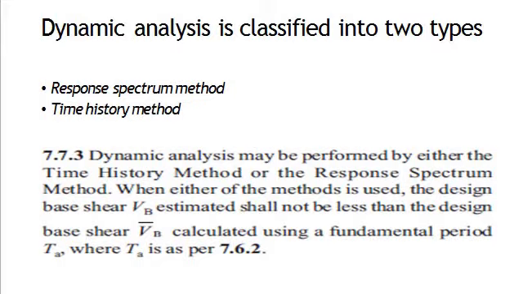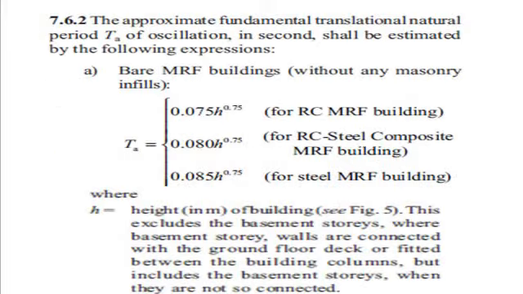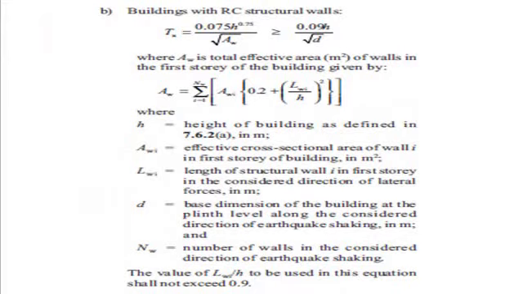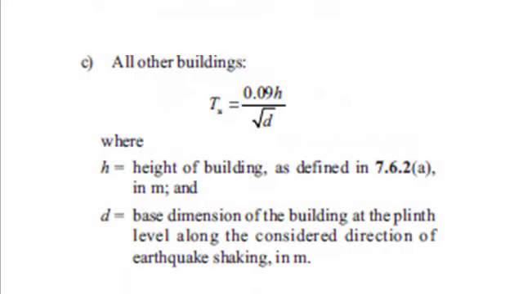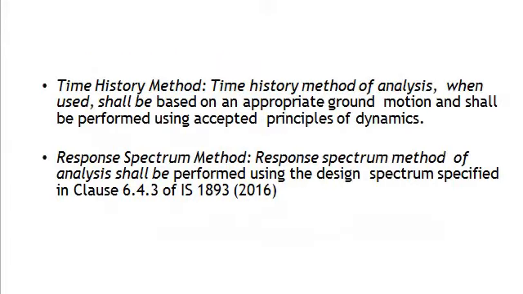Now, if I take you to clause 7.6.2, it tells us the formula we will use to calculate the value of TA. This is the same that we have used for the static analysis. For bare MRF frames, we will use these values. For buildings with brick infill walls, we will use this, and for all other buildings we will use that formula. Now we were talking about the time history method and the response spectrum method.